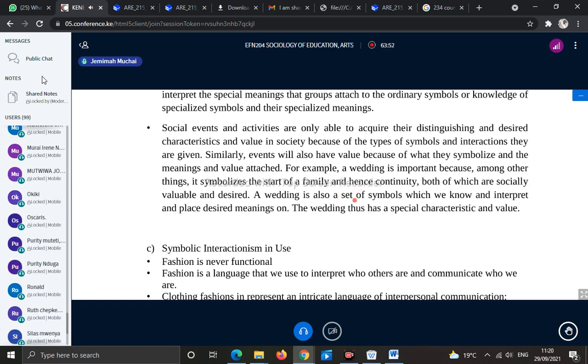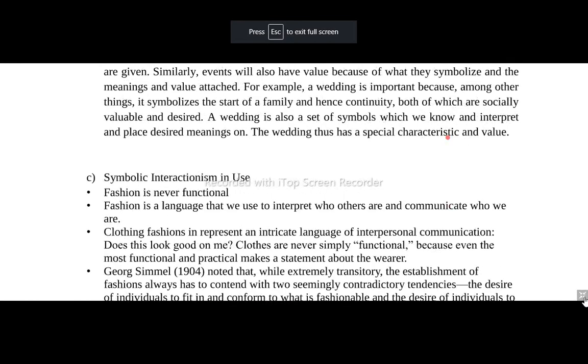A set of symbols which you know and interpret and place desired meaning on. So whenever you see a wedding, apart from starting a family, apart from your parents continuing, we also put our status on it, and therefore it has special characteristics and value.